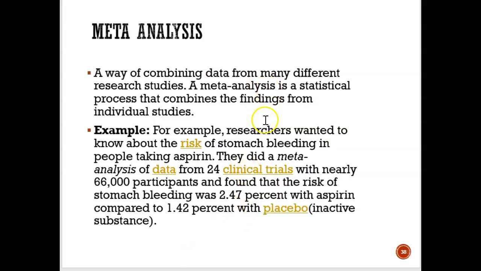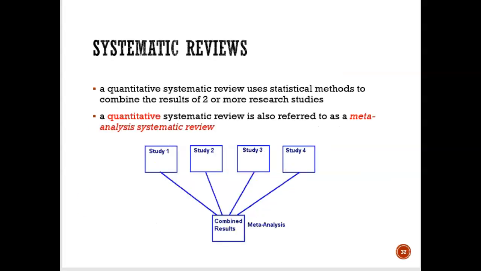where a researcher wanted to find out whether, if you take aspirin, you would get stomach bleeding. Are you at risk for your stomach to start bleeding? So they did a meta-analysis. Meta-analysis just tells you that they did some math, and they found 24 clinical trials, which means they found 24 studies. So here is 4. I would have to include more boxes until I hit 24, but I don't have enough space, so imagine there are 24 boxes.